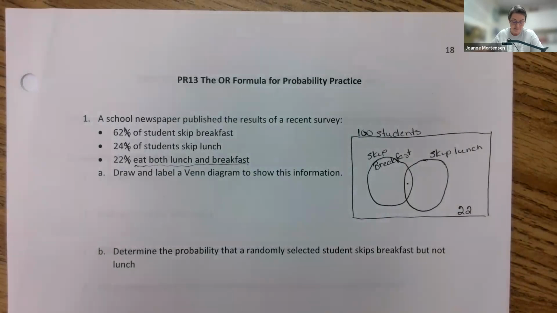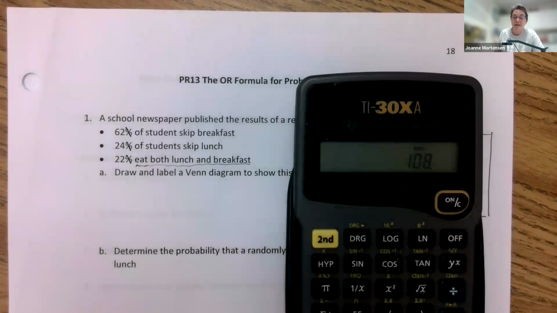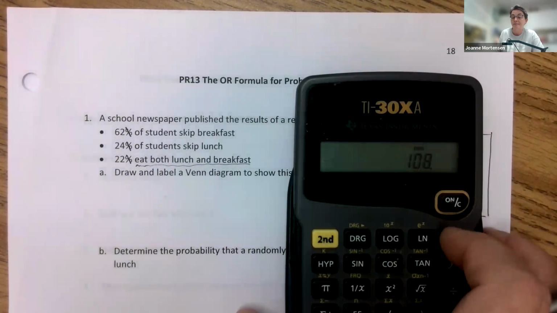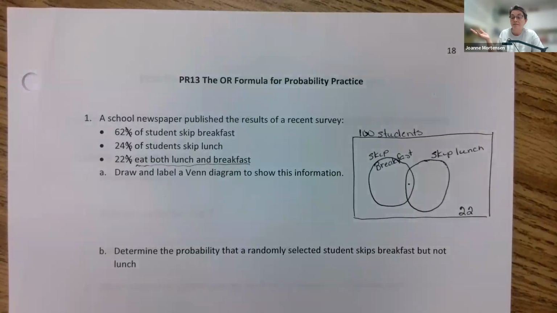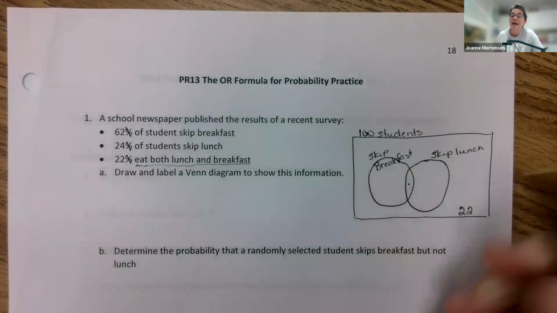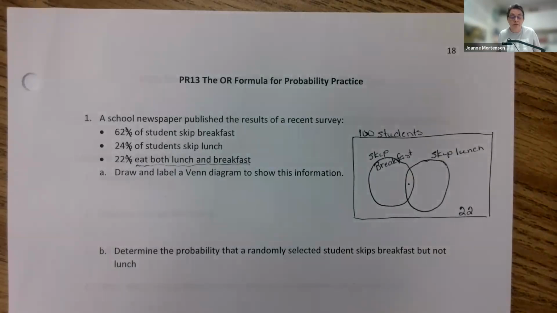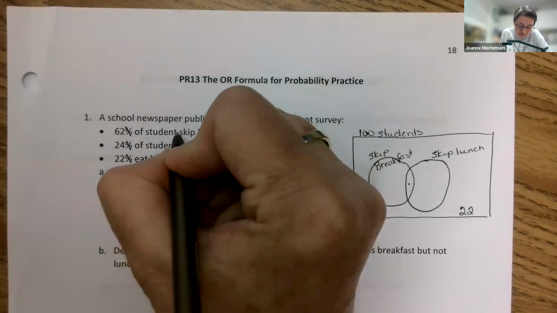All right, so we know. Well, you know what? I want to try something here. If I go 62 plus 24 plus 22, all right, so there's 108 altogether. I have too many kids. So that means my diagram is correct, and there has to be some that are counted under those that skip lunch and those that skip breakfast. So there must be some students that do both.